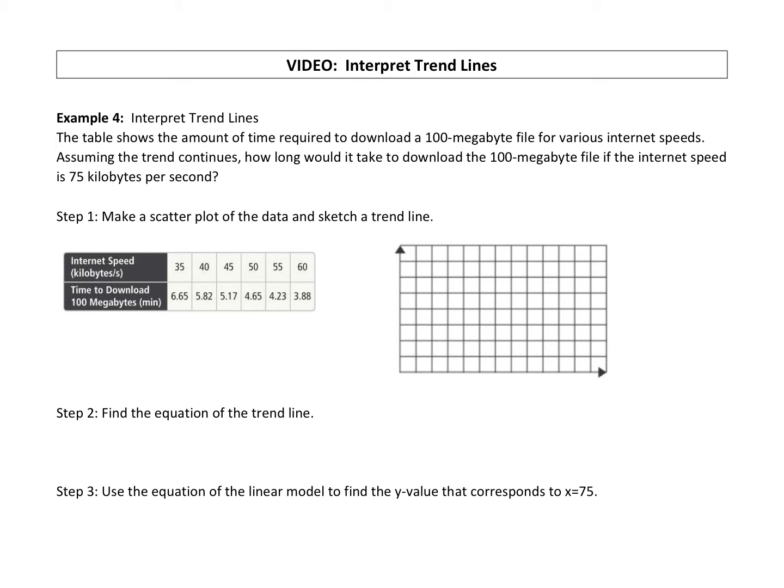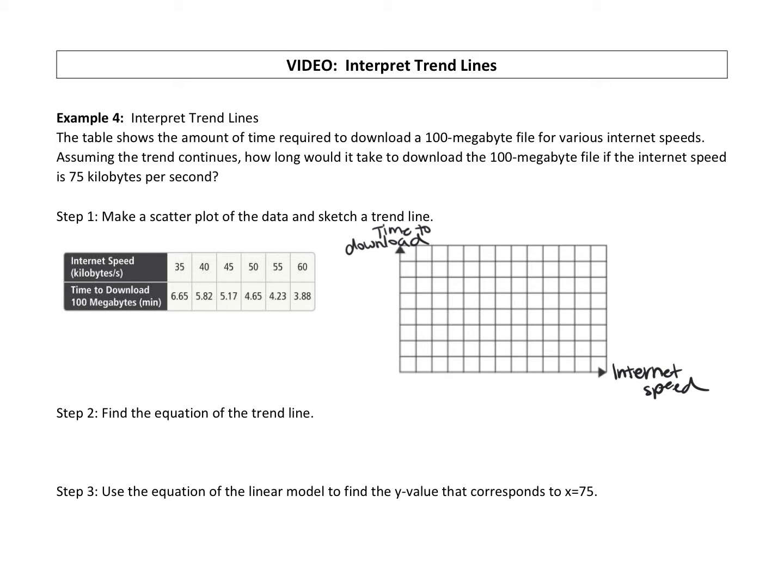So these are going to be our x values, the internet speed. So I am just going to write in internet speed. Maybe I'll just write it over here. That's my x values. The y values are going to be the time to download. Just so I remember what the x's and the y's are representing. Okay, so we are going to plot these ordered pairs.